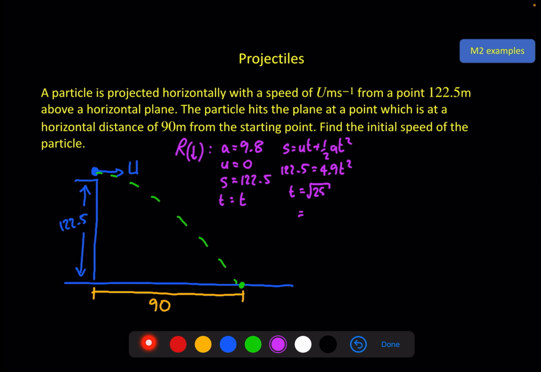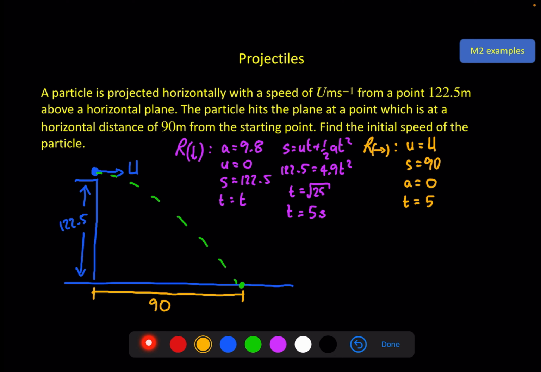I suspect the numbers were very carefully chosen there to give an exact 5 seconds for the time. Now I can take that time and use it in the horizontal to find the missing u. So let's resolve to the right. We've got u is equal to capital U given in the question. s from the question is 90. a horizontally is 0. And we now know the time when it strikes the ground is 5 seconds.